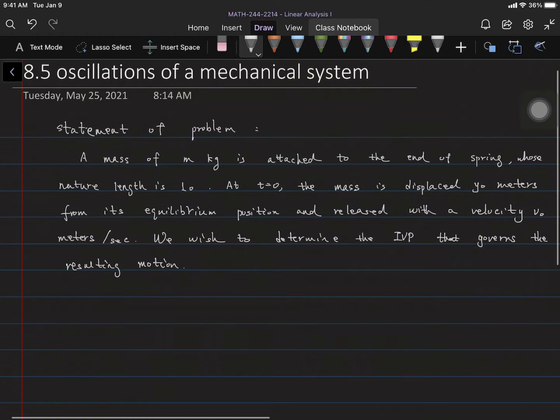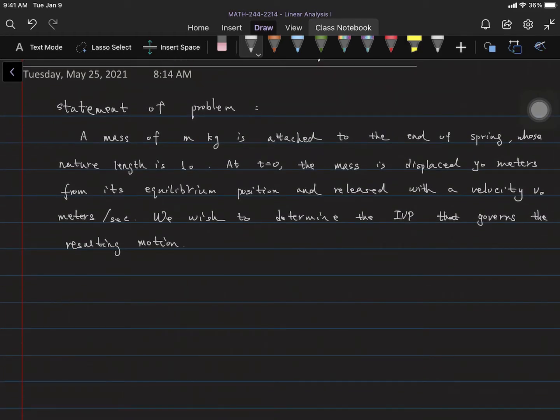So this is a real life problem. We're going to set up a model and then use what we learned in 8.1 till 8.3 to solve this kind of problem. Statement of the problem: a mass of m kg is attached to the end of a spring, whose natural length is L0.